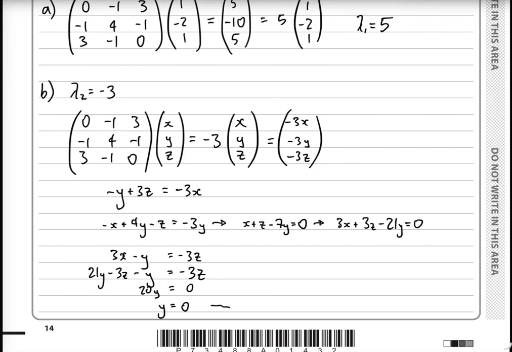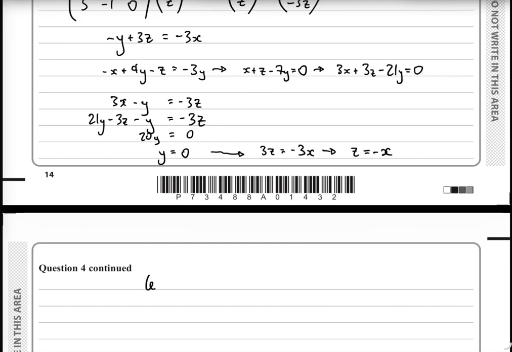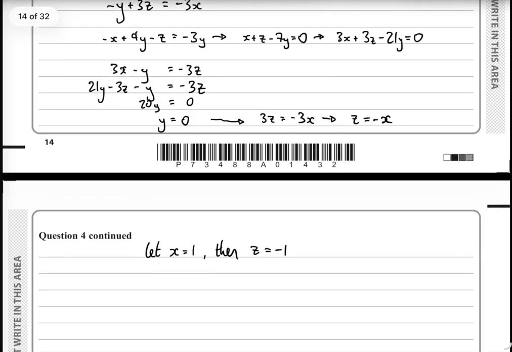And if I put that back into the first or third equation that we got, that gives me 3z must equal minus 3x, which of course is z equals minus x. Now that doesn't give me a definitive number, but a relationship. So I can choose any number that fits that relationship. Y must equal 0, and x can be anything I like, and z can be anything so long as it equals negative x. So choose the easiest one, let x equal 1. Then for that relationship above to be true, z must equal minus 1, and our eigenvector is 1, 0, minus 1.